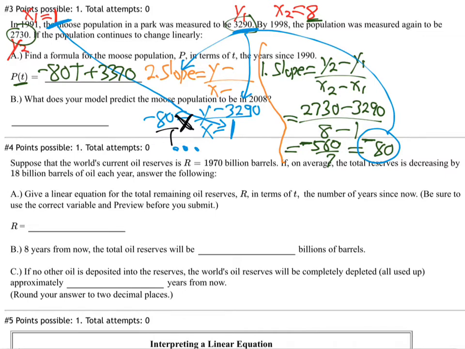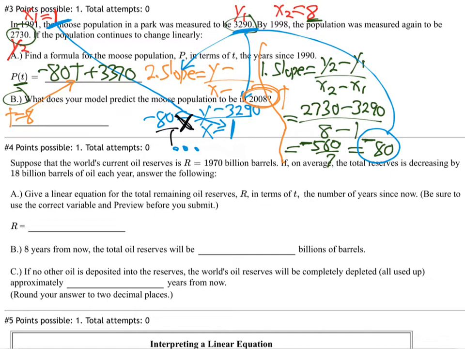You can do part B. What's the moose population going to be in the year 2008? So what would we do? Plug in for t, 8? That's saying t is 8. Because remember, time is years after 2000, so 2008 is 8. Plug that in for time.